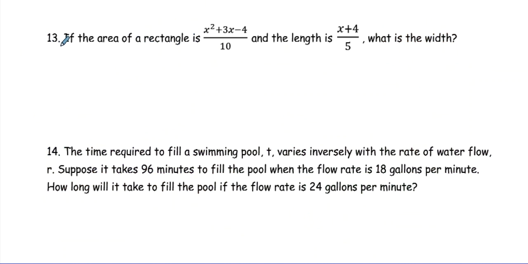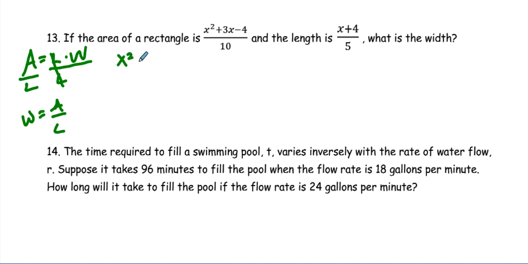Okay, number 13, it says the area of the rectangle is this expression, and the length is this expression, so we need to find the width. So you need to remember your formula for area of a rectangle. Area equals length times width, and if I'm trying to find the width, I need to divide by the length. So the width is the area divided by the length.